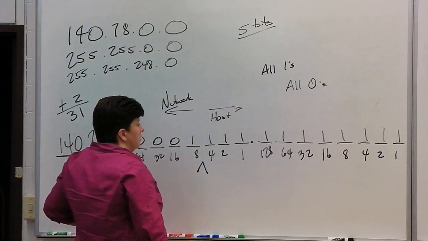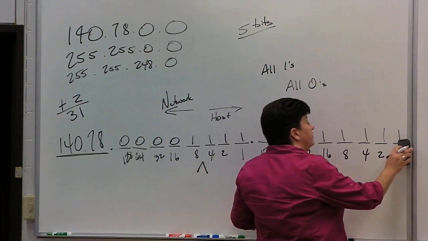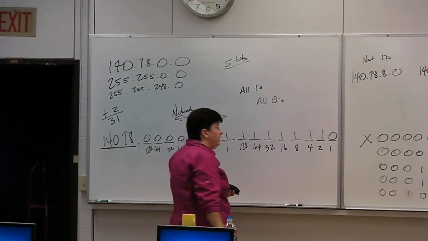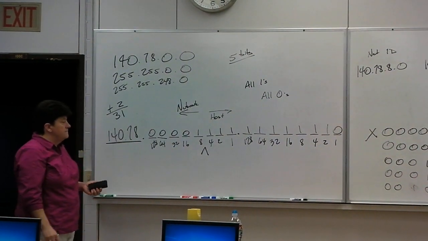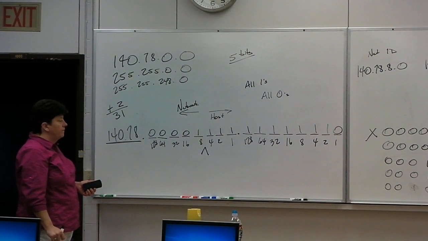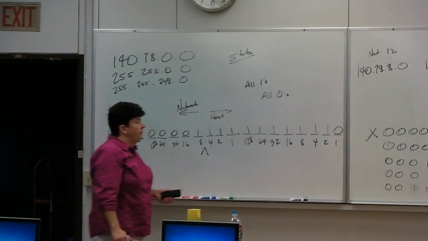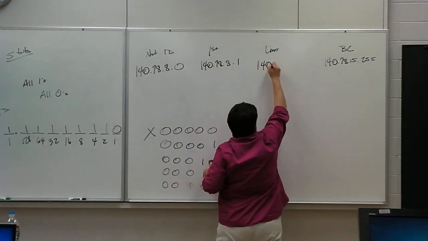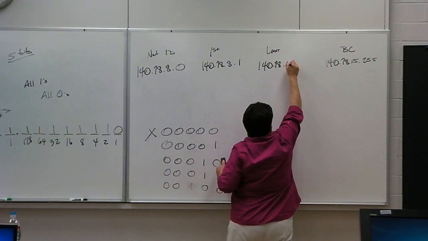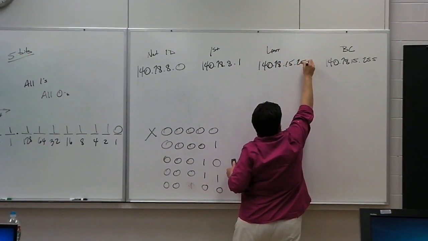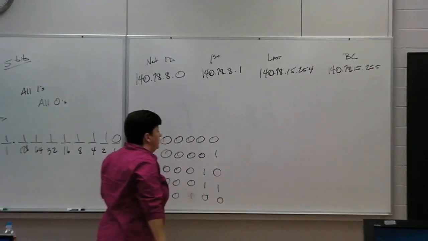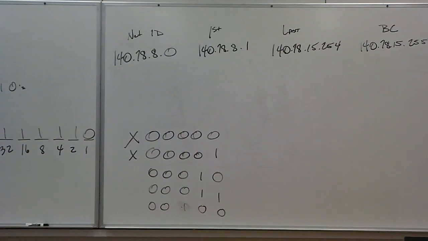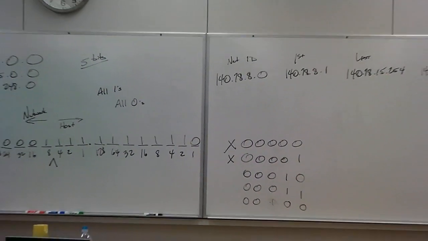Okay. Now subtract 1 from that. Put a 0 down there in that last bit. Now what do I have? 254 in the last octet. So yeah, this becomes 140.78.15.254. We're done with this. That's your first network.